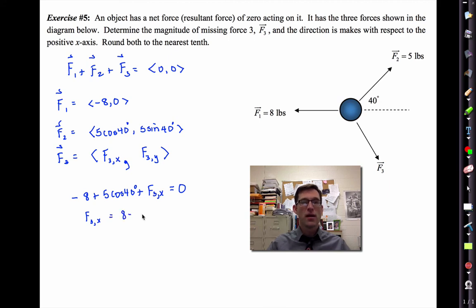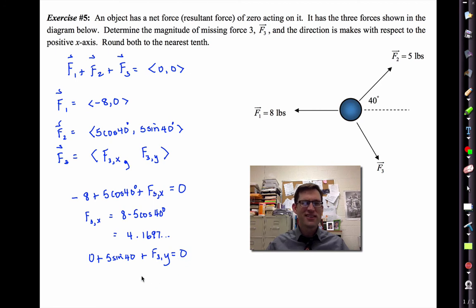That would be 8 minus 5 times the cosine of 40. That would be its exact value. But then when I work it all out, it's 4.1697. I can do the same thing for the y coordinate. That's easy enough. I can say that 0 plus 5 sine 40 plus force 3 in the y direction is equal to 0.